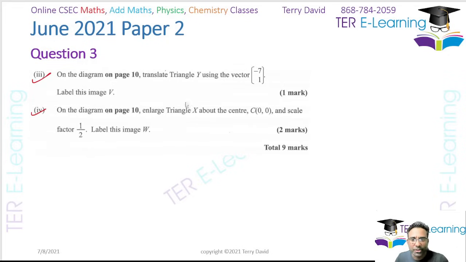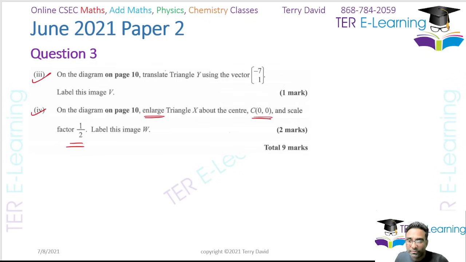The last part now, on the diagram. They want us to take our center as 0, 0 and a scale factor of 1/2. So basically, we're going to perform an enlargement. But in this case, because the scale factor is less than 1, it's really a dilation. It's going to get smaller. If your scale factor was 2, then it's going to be twice as large. If the scale factor is 1/2, it's going to be decreased.